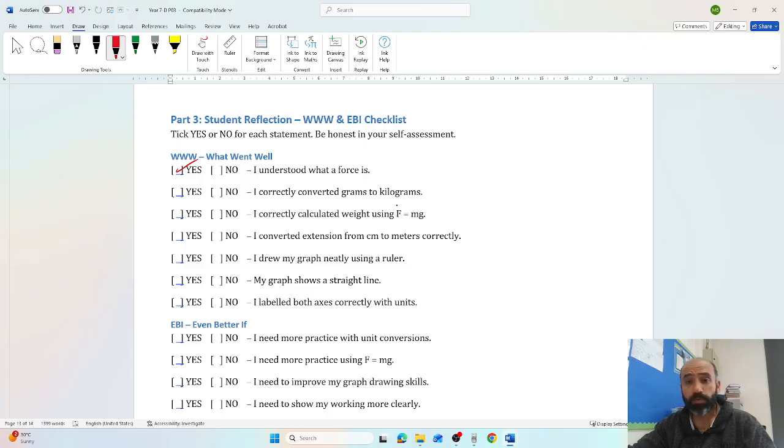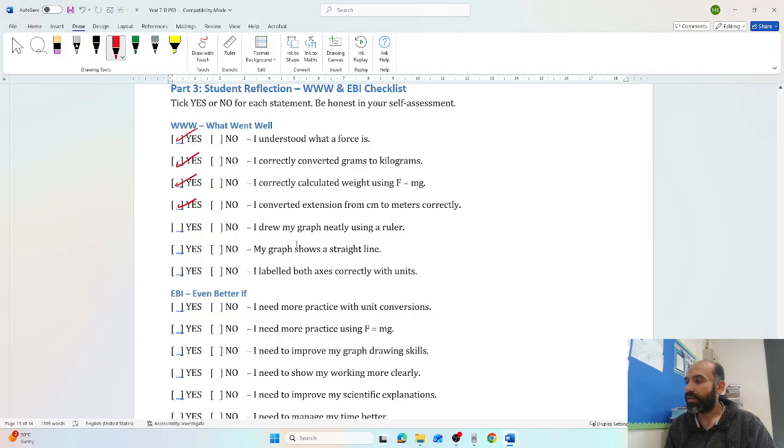I correctly converted from gram into kilogram. How can you do this? Just by dividing the mass in gram by 1000. I correctly calculated the weight. How can you do this? You will take the mass in kilogram and multiply it by 9.8, which is the acceleration due to gravity. I converted extension from centimeter to meter. How can we do this? Just by taking the length in centimeter and dividing it by 100.